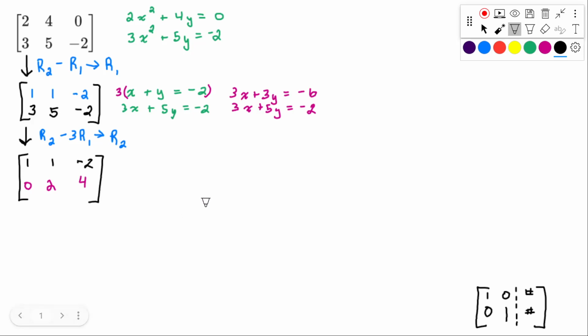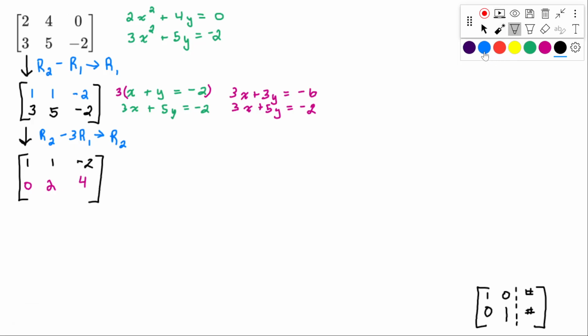Now when I look at this, I have my first column complete with a 1 and a 0. What I want to do now is get a 1 in the second row, second column. If I look at these numbers, I could do here what I could have done to start with in that first row and just divide everything by 2.